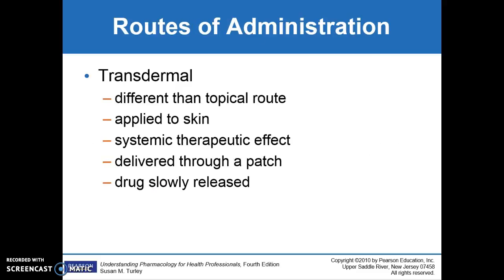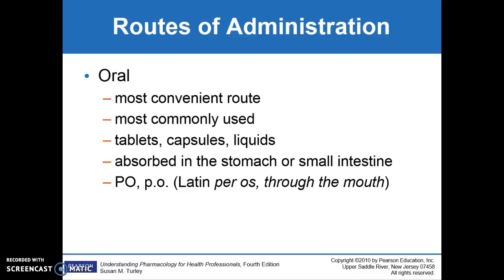The next one is transdermal. Transdermal is different than topical. It's something that's applied to the skin, but it's more of a systemic effect. And we use a patch. So when we're talking about transdermal, that's what makes the difference. Oral route is the route that's used a lot for pediatric patients. Oral could be anything that's delivered through the mouth. So it could be tablets, capsules, also liquids are all going to be through the mouth.